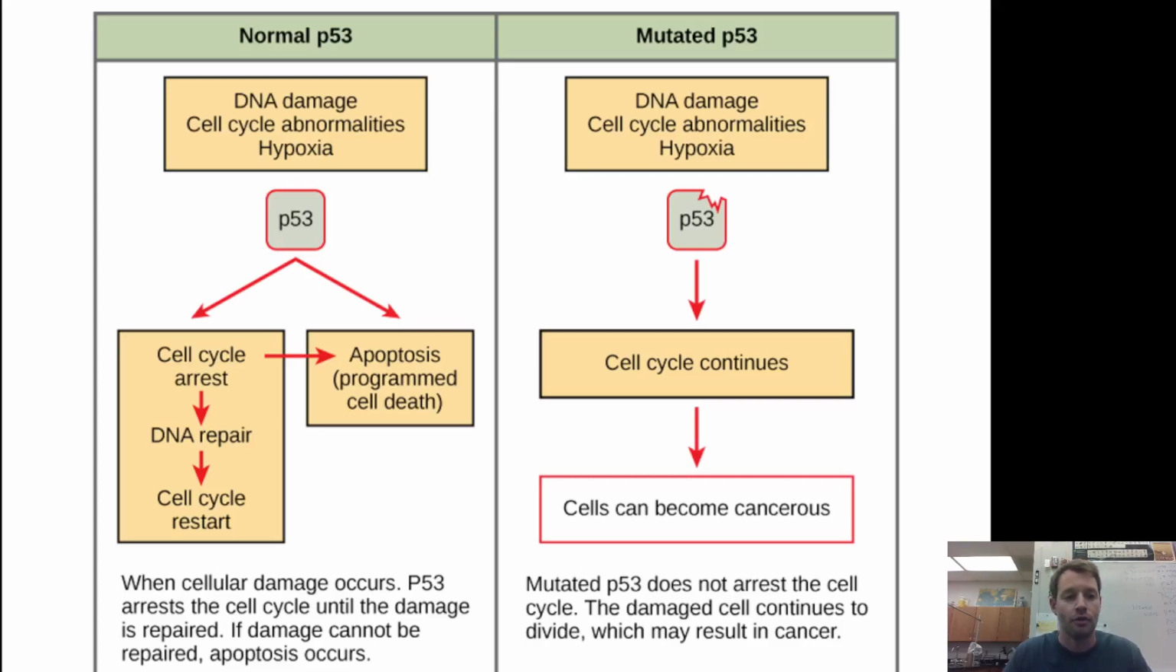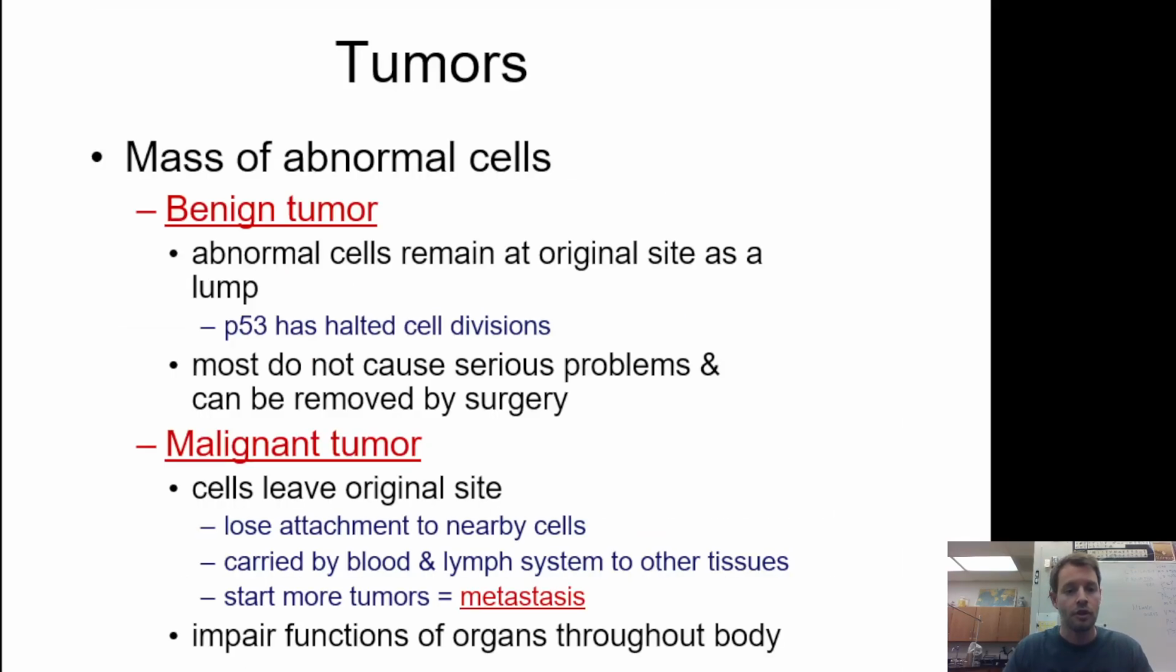So if a cancer is going to be able to become a cancer and cause problems, it has to be able to shut down that p53 gene activity. So tumors are masses of abnormal cells. You could have two different types of tumors: benign tumors and malignant tumors. Benign tumors are abnormal cells that remain at the original site as a lump. This is because p53 has halted the cell divisions. Most of these benign tumors do not cause serious problems and can be removed through surgery.